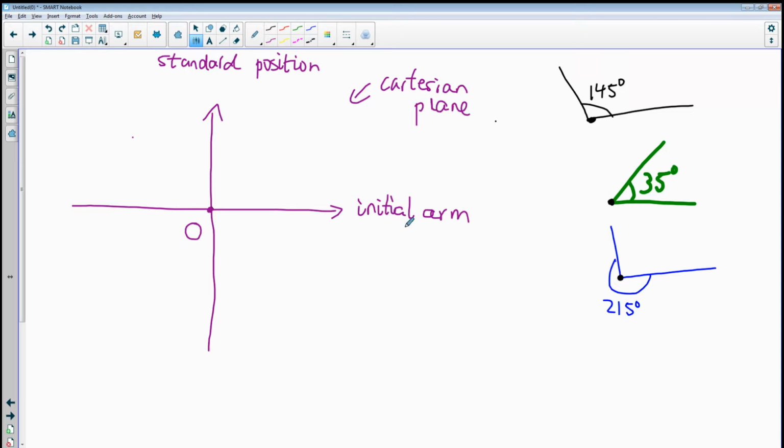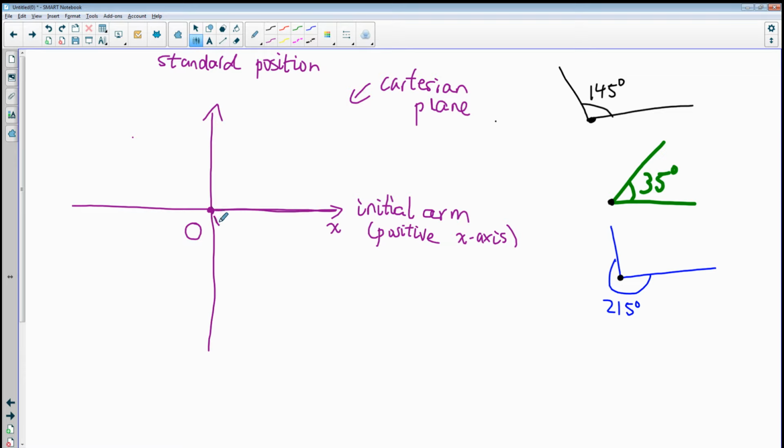And the initial arm is just, be careful, it's just this part, the half of the x-axis. This is the x-axis, but the initial arm is just the positive x-axis. Of course, we could develop a brand new system to compare angles, but the Cartesian plane, as you will see right away, is a perfectly fine way to compare various angles. So why not just use it? With the origin of the Cartesian plane being where the vertex of the angle is.